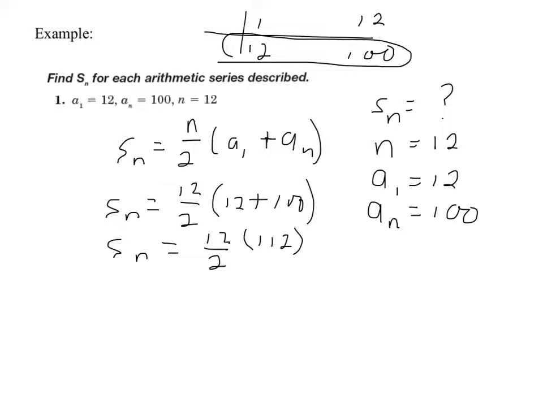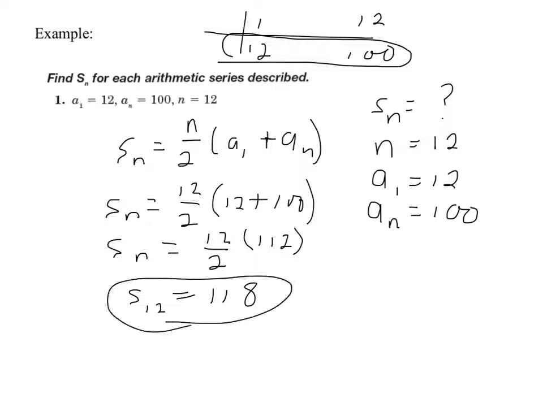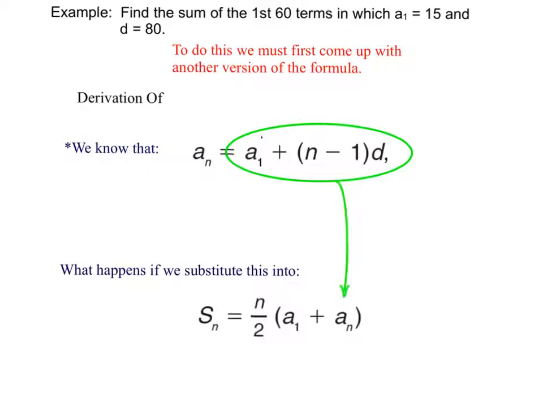And that tells me that the sum of the first 12 numbers of that sequence is going to be 118. Okay, so there it is.